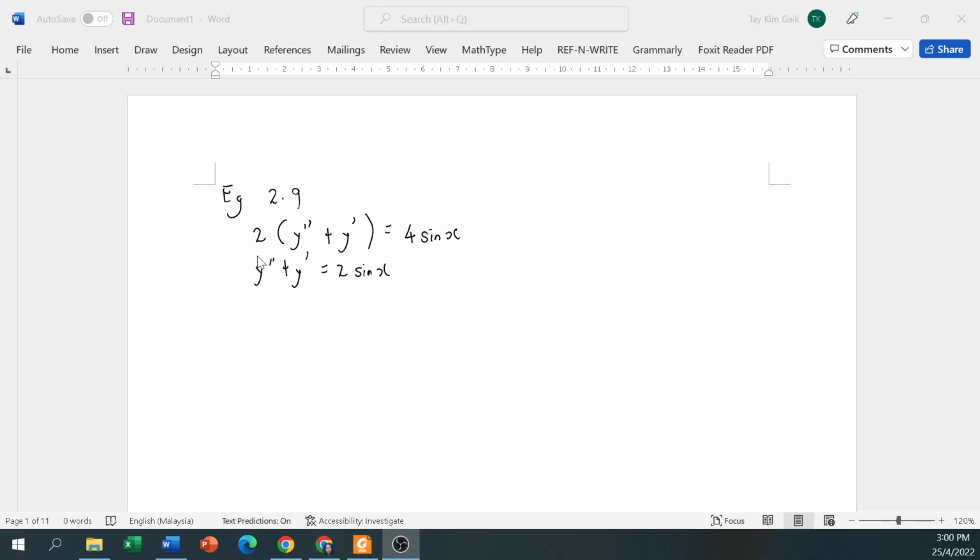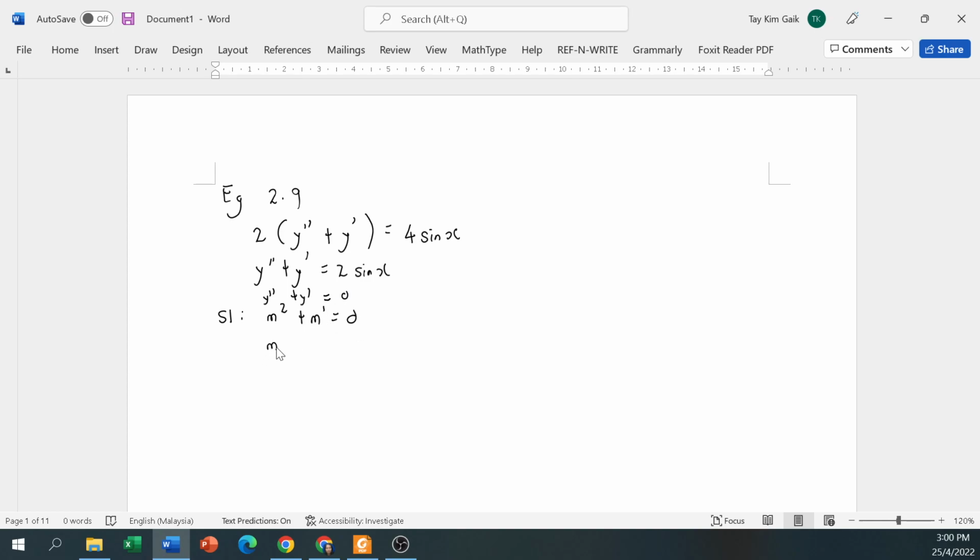So, okay, we simplify the given differential equation, and it becomes y double prime plus y prime equal to 2 sin x. Step 1, we will find the solution of the homogeneous equation, where you let the second derivative be m squared and the first derivative be m to the power 1. So we actually solve y double prime plus y prime equal to 0.